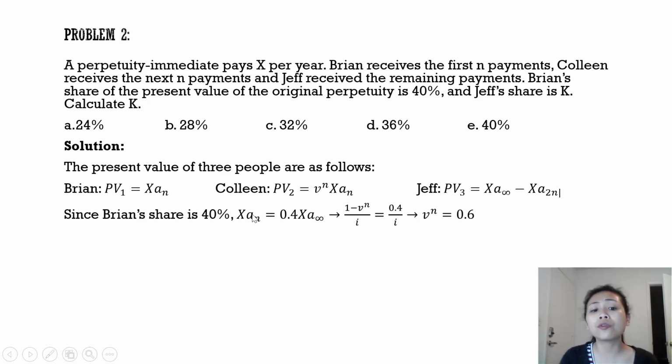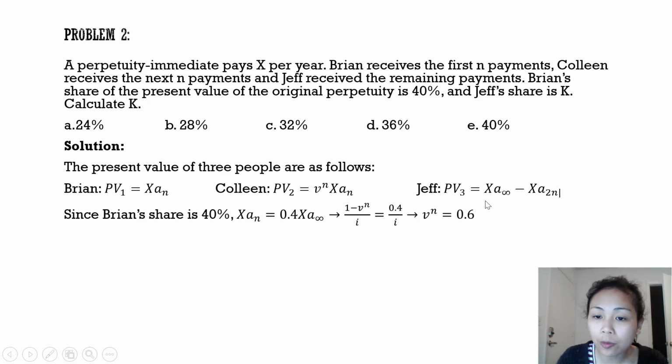And we're going to use the formulas of annuity immediate and perpetuity immediate. So we have (1 minus v^n) over i. Here X and X cancel, so we don't have to care about X. (1 minus v^n) over i, this is a_n, is equal to 0.4 over i, because remember the present value a_infinity is 1 over i. So from here we can solve for v^n. i with i cancel. So v^n is 1 minus 0.4, which is 0.6.